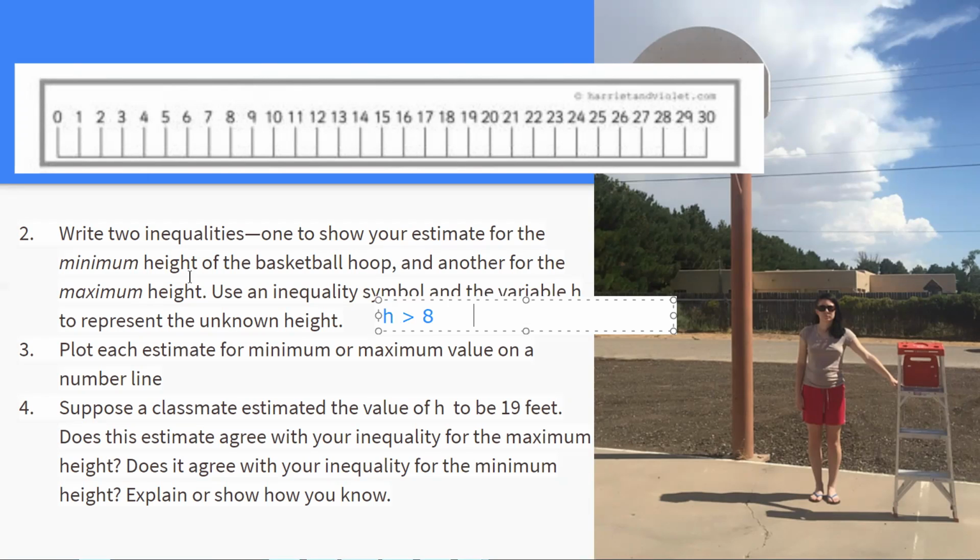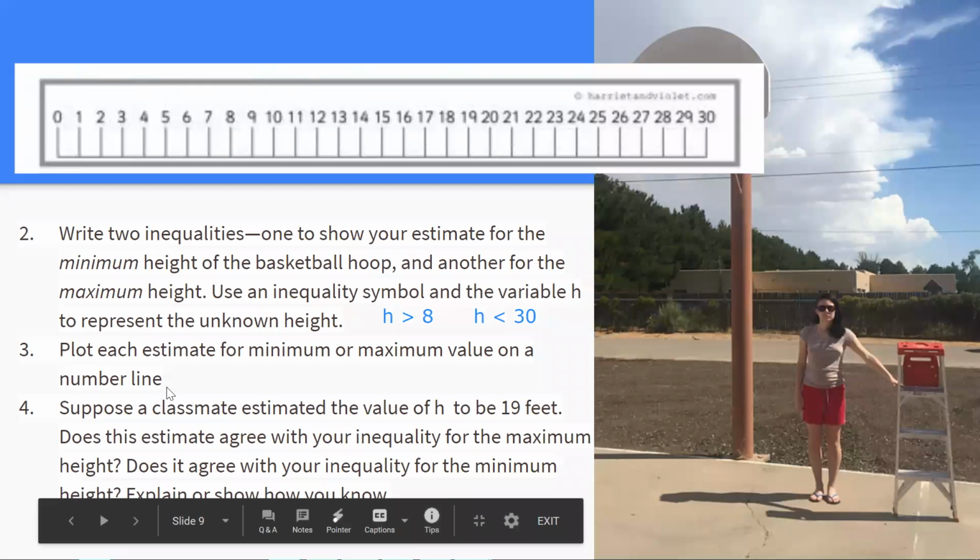Now our inequality for the maximum height. We said the maximum height was 30 feet. So we know that the height is less than 30 feet. So we would write that as h, which stands for height, is less than 30. Now in this situation, because the mouth of the crocodile is eating the 30, we know that h is smaller, the height is smaller than 30. So h is less than 30. Beautiful.